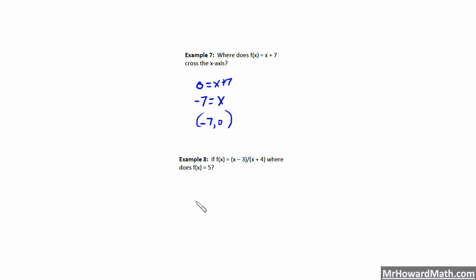Alright, example 8 says, if f of x equals the quantity x minus 3 divided by the quantity x plus 4, where does f of x equal 5? Okay, so this is saying when is the y value equal to 5? So we just set this equal to 5. So 5 equals the quantity x minus 3 over the quantity x plus 4.